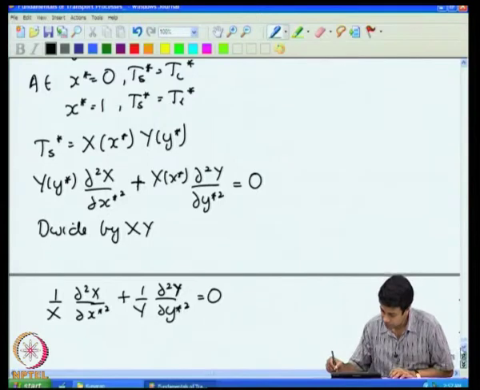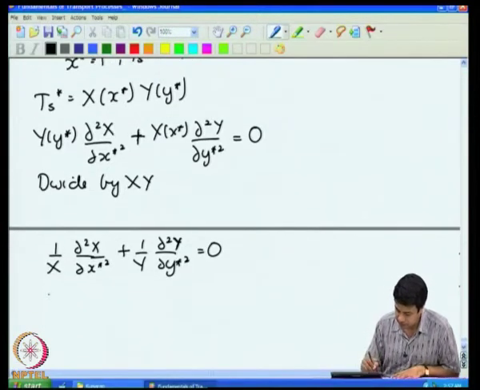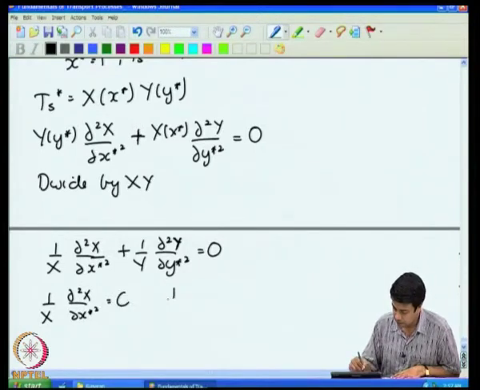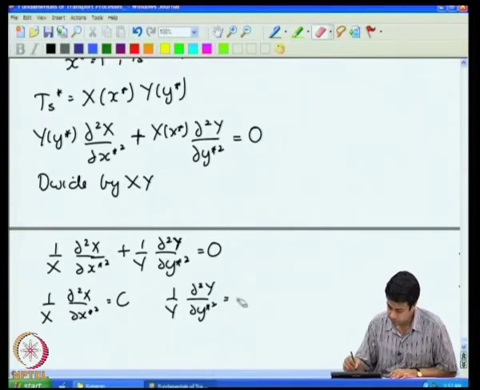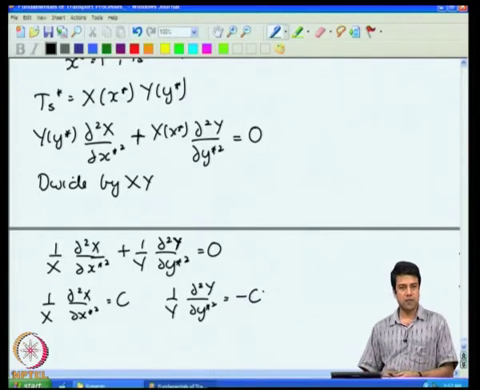Okay. Therefore, if that constant is c, then I will have (1/X) d²X/dx² = c, and (1/Y) d²Y/dy² = -c, so that the sum of these two terms is identically equal to 0.